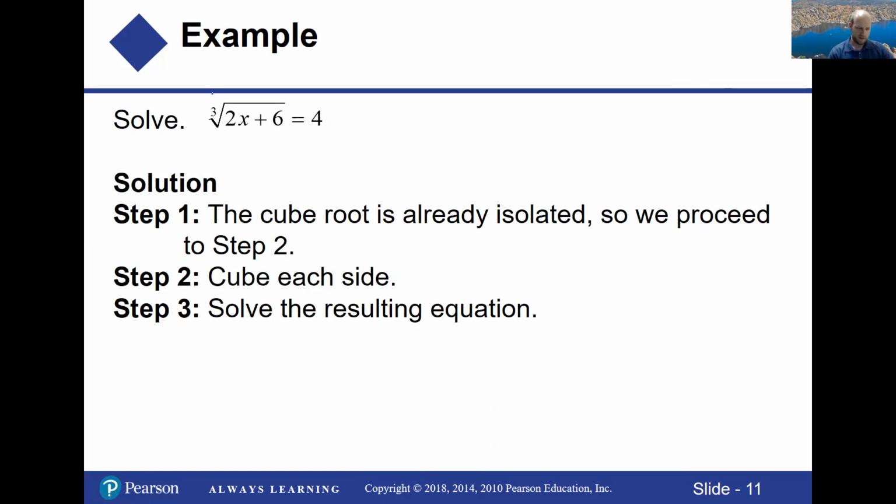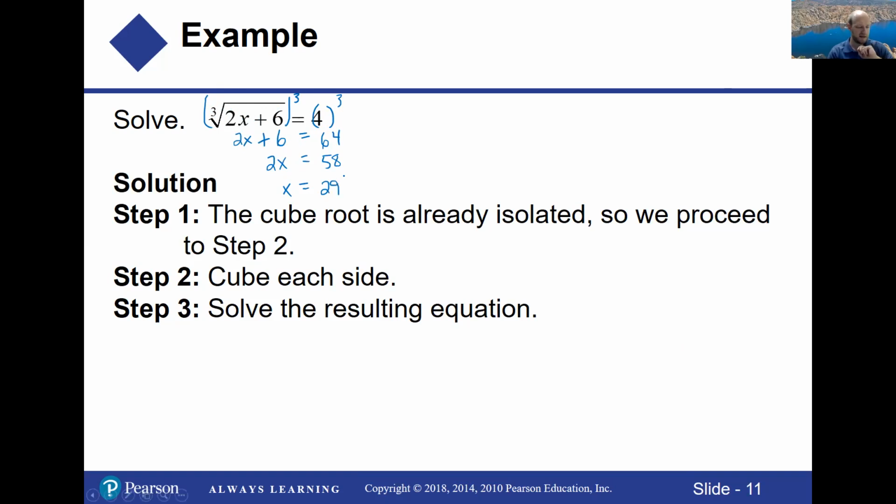Let's just do it right here. We have this guy. We can cube this right away. And what that does when you cube a cube root is we just get what's on the inside. So 2x plus 6 equals 4 cubed. 4 times 4 times 4 is 64. You keep solving it, subtracting 6 here, we get 64 minus 6 is 58. And then divide by 2, 58 divided by 2 is 29.